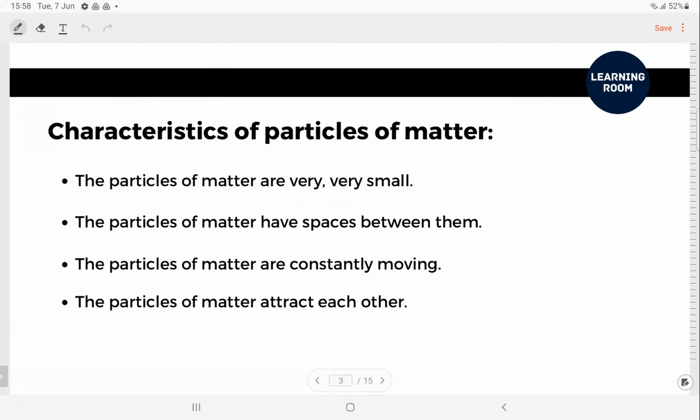Moving to the next thing. Okay, the characteristics of particles of matter. So the particles of matter are very, very small. What do you mean particles of matter are very, very small?